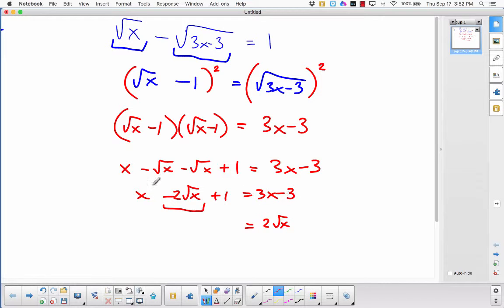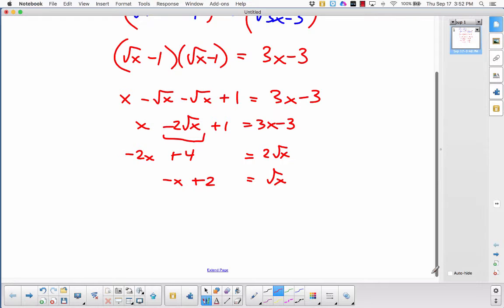And then everything else I'm moving over to the left side. So I'll have x, take away 3x would be a minus 2x. And then a 1, when I bring this over, it'd be positive. So 1 plus 3 would be a plus 4. Oh, okay. Now, everything's divisible by 2. So I'm going to just divide everything by 2. So this would be root x equals negative x plus 2.